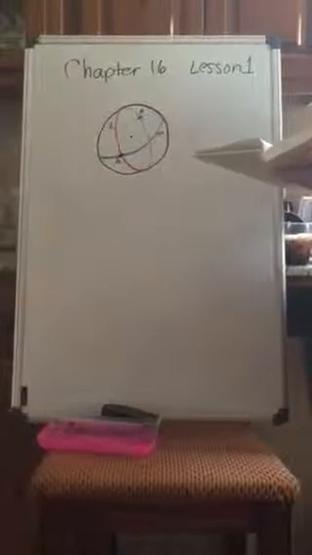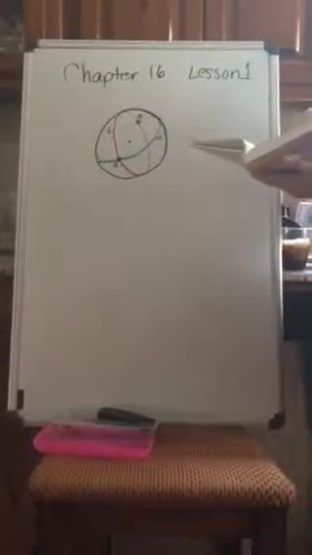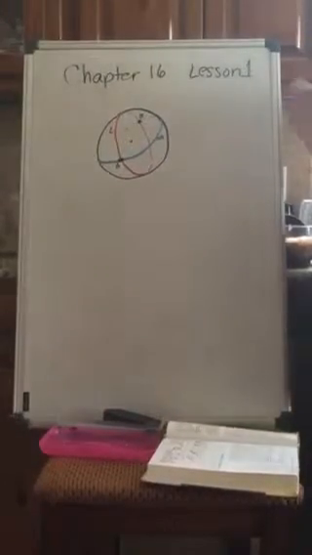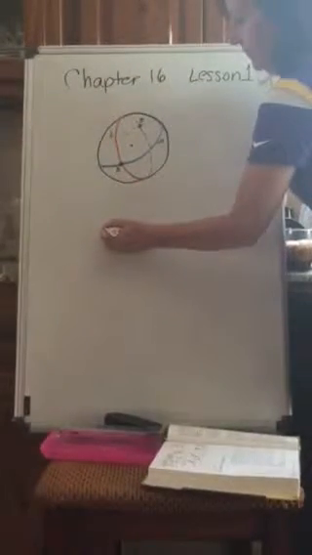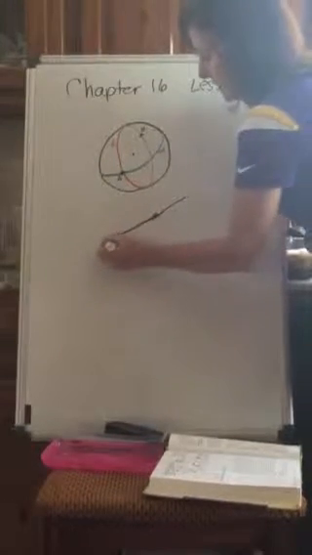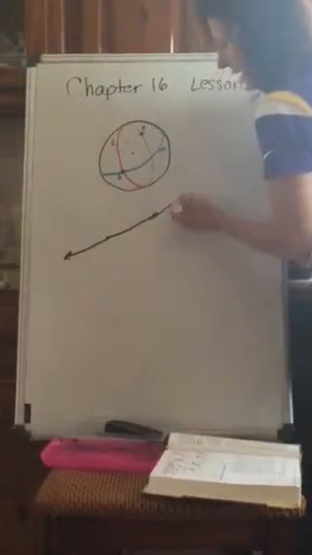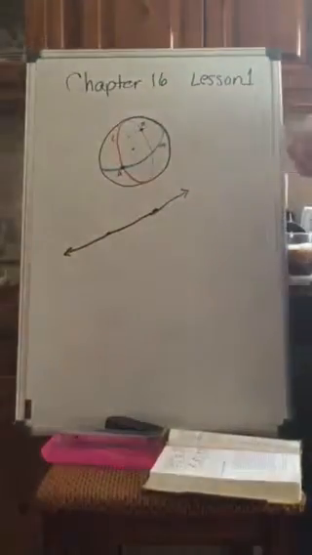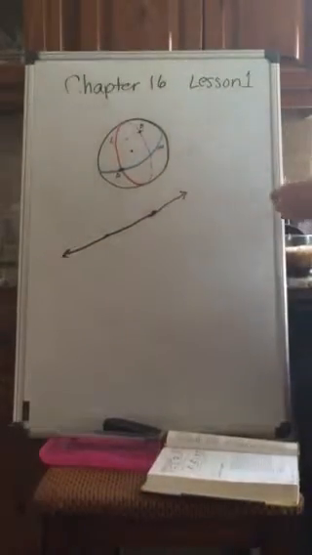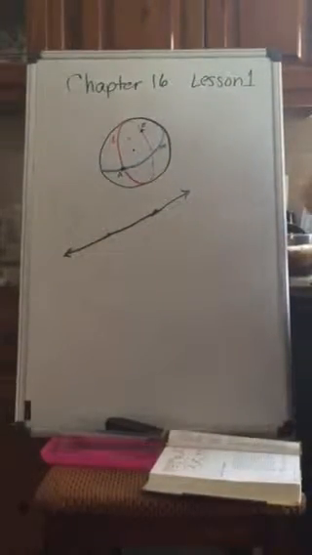Chapter 16, Lesson 1 begins our study on geometry on a sphere. Geometry on a sphere differs from geometry on a plane. Normally, when we think of a line, we think of two points determining a line, and a line is straight and goes infinitely in opposite directions. Not so with lines on a sphere.